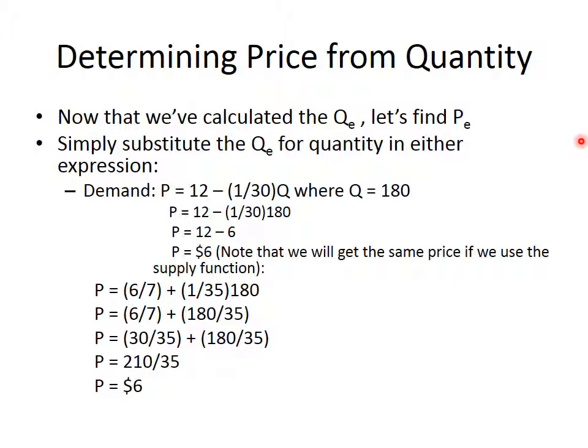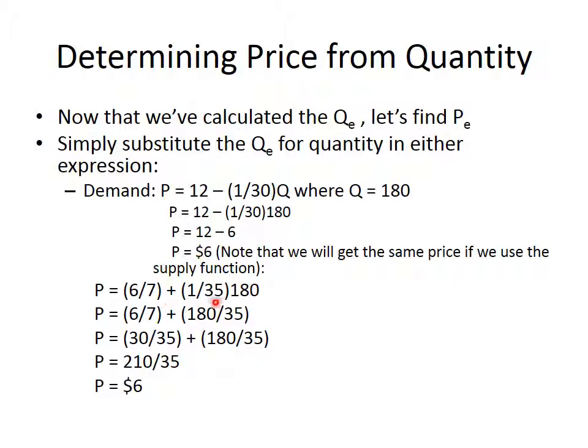Plunk it in its appropriate place, meaning wherever you see quantity in one of those formulas, plunk in 180 instead, because that's now the quantity we found. So if we use the demand function, 12 minus 1/30th Q, we simply take this 180 and substitute it for the Q. Well, that means 12 minus 1/30th times 180. 1/30th times 180 is 6. 12 minus 6. $6 is our price of equilibrium.